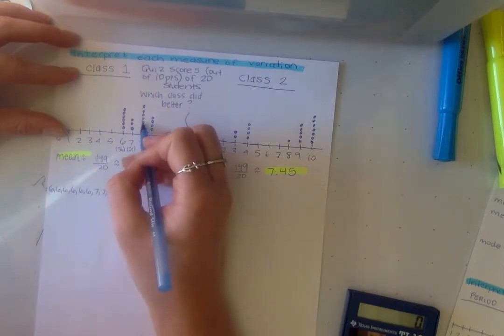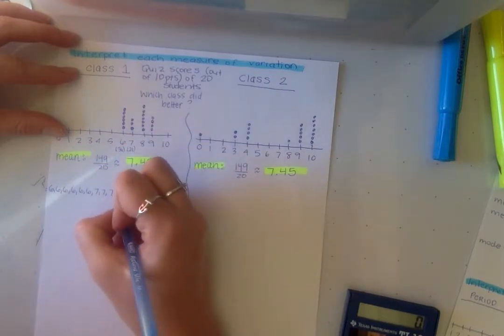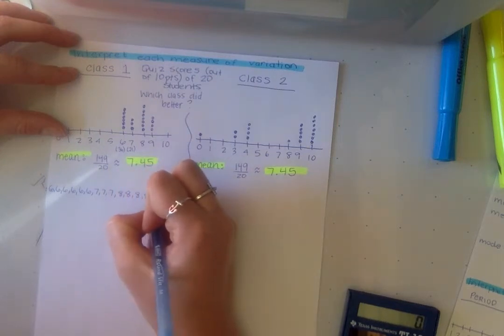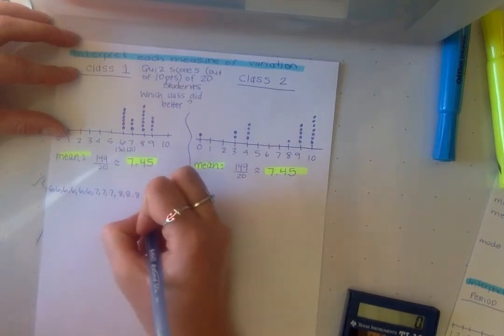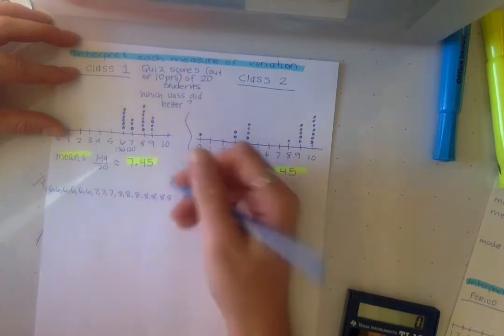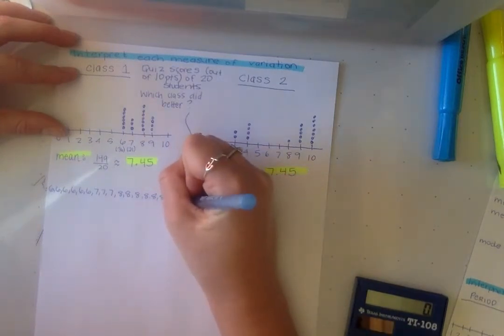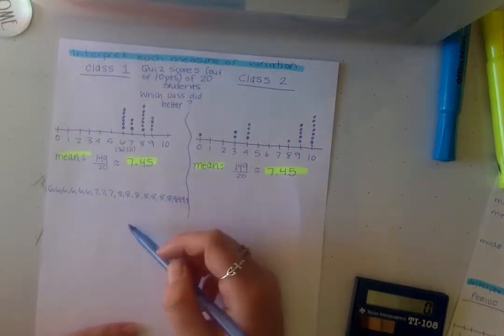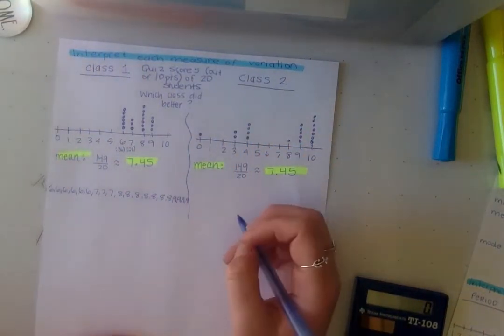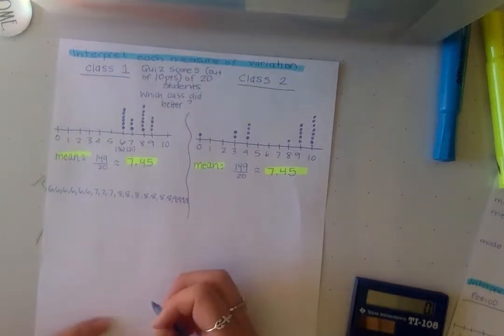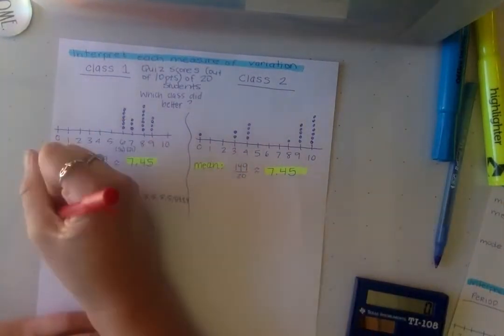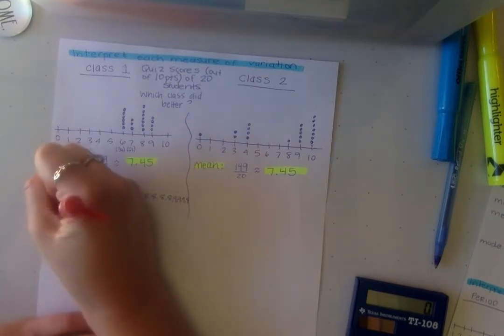There's 1, 2, 3, 4, 5, 6, 7. There's 7 eights. 8, 8, 8, 8. 1, 2, 3, 4, 5, 6, 7. And there's 4 nines. 1, 2, 3, 4. So if you ran out of room, that's okay. It's really just to help us find our different values. And so here, let's go ahead and find, where's my median?